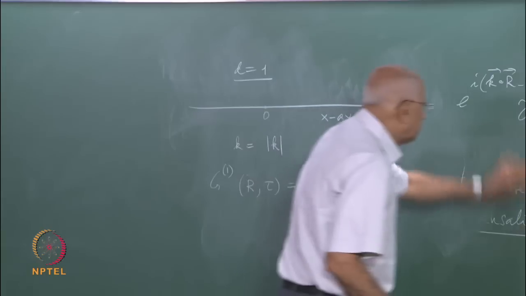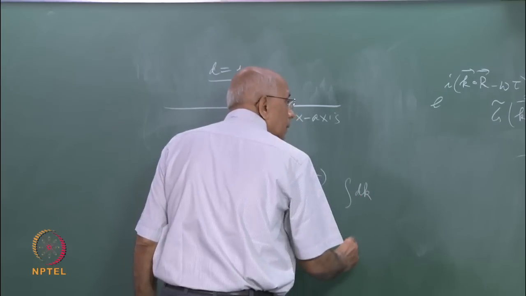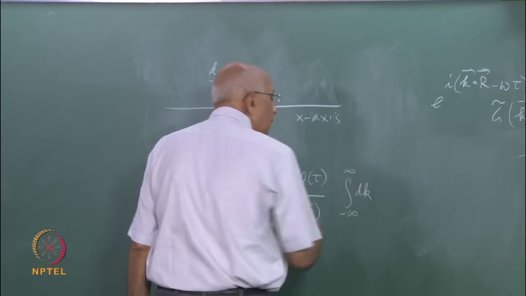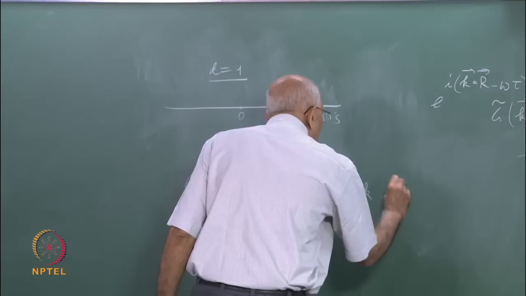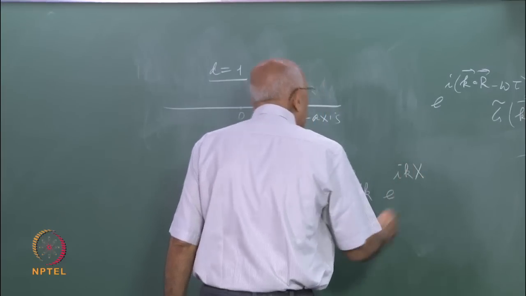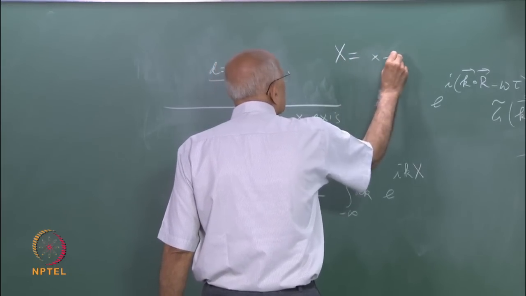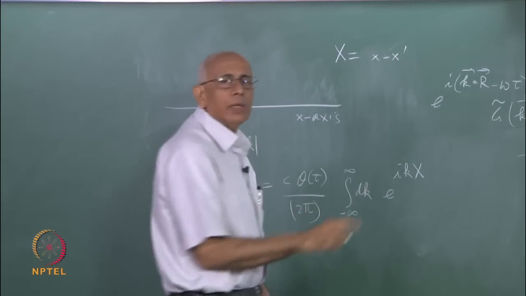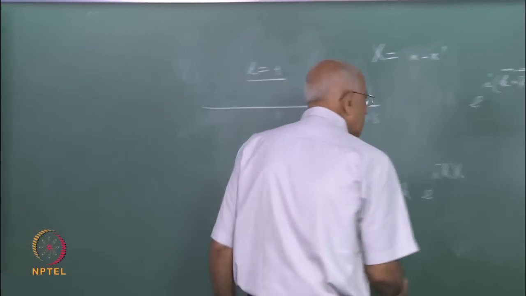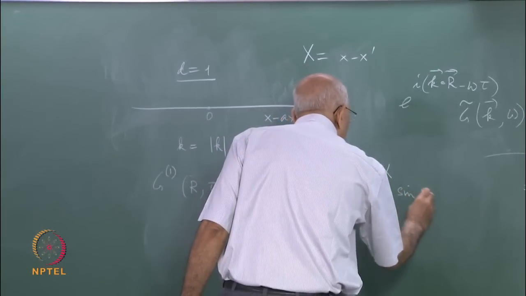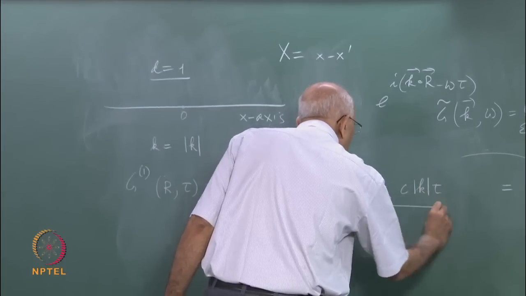And then there is just a dk, and this runs from minus infinity to infinity. That is the volume element in one dimensional space. e to the i k x. Let me call capital X equal to x minus x prime, the x component of capital R, okay. Some capital X, sine c mod k tau over mod k.